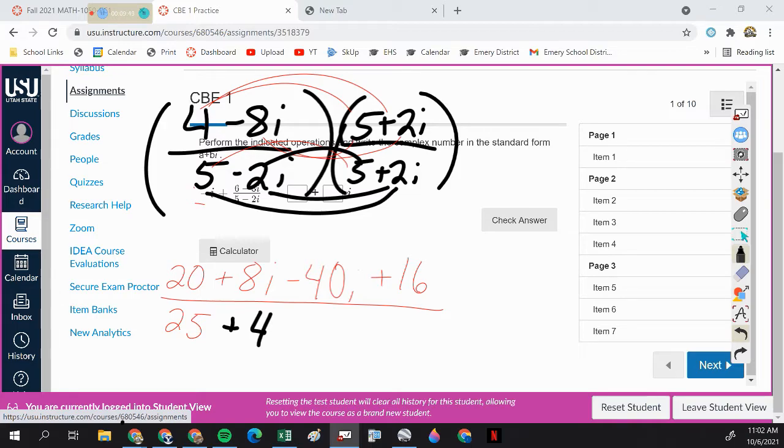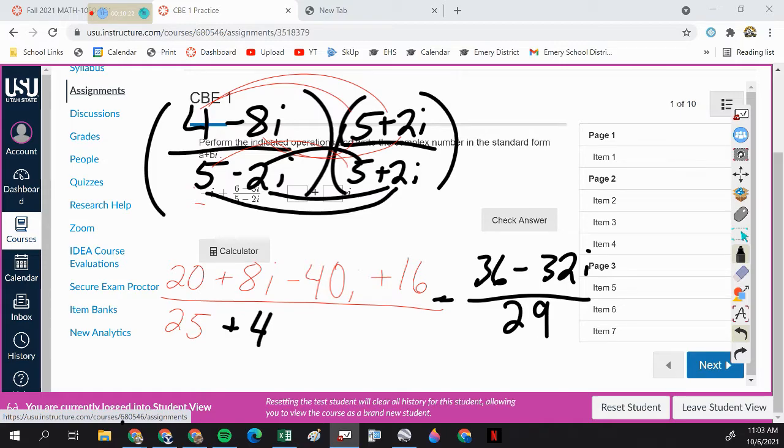So the method here is use common denominator to simplify it down to one fraction, and then multiply the bottom by its conjugate to get rid of the i's. The numerator becomes 36 minus 36i over 31. 32i, thank you. Over 29.